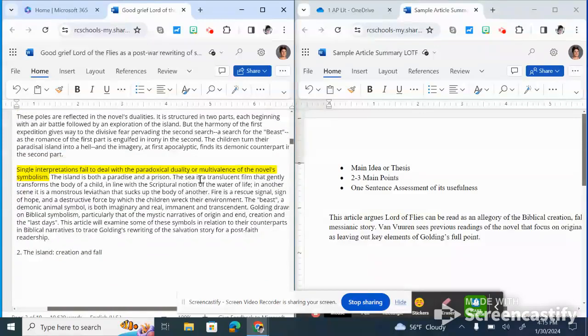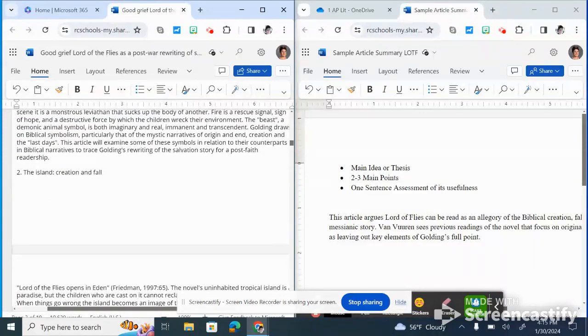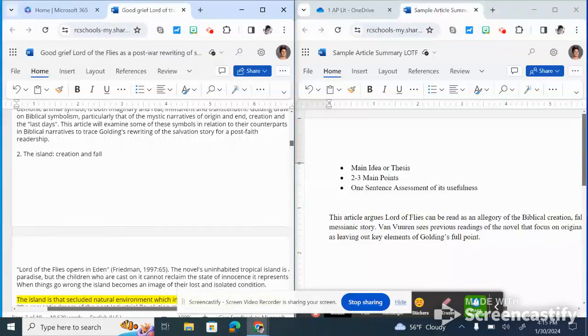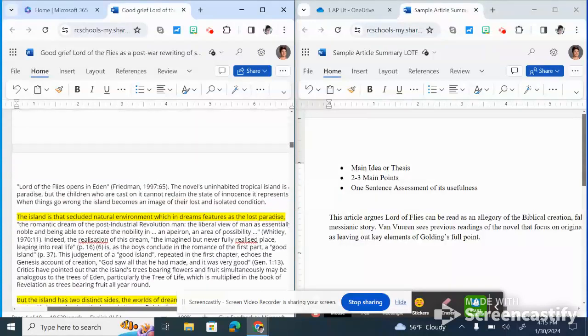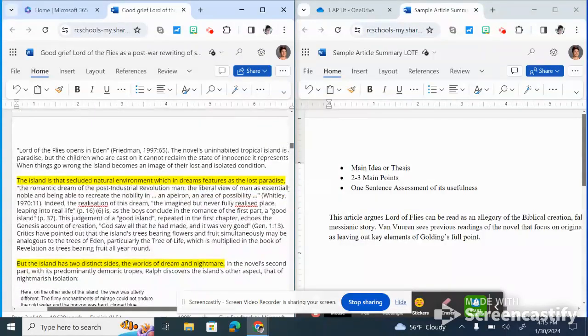Single interpretations fail to deal with the duality. I think I've already covered that. All right, so now he starts getting into his argument. Here are the headings. Now you can start looking at the main headings, and sometimes that's all you need to do your analysis. So the island is seen as both the creation and the fall. And so then you start reading topic sentences. Lord of the Flies opens in Eden, okay, creation and fall.